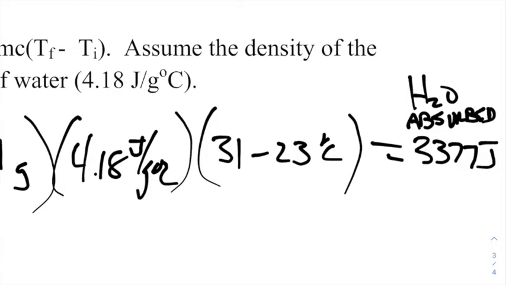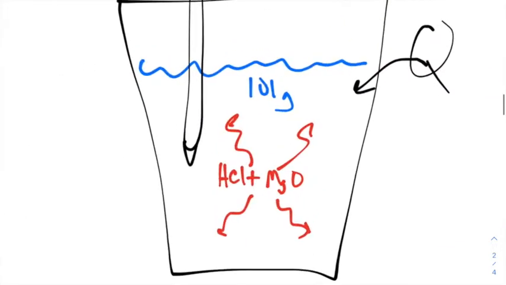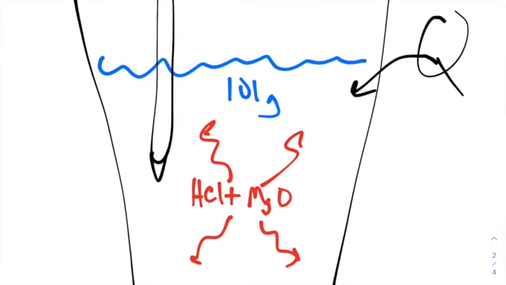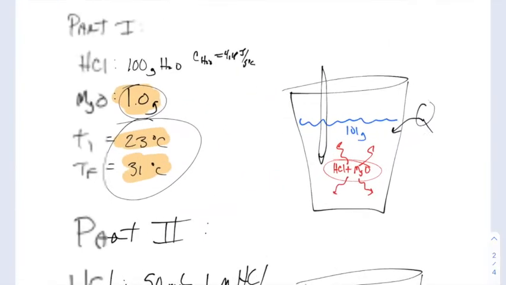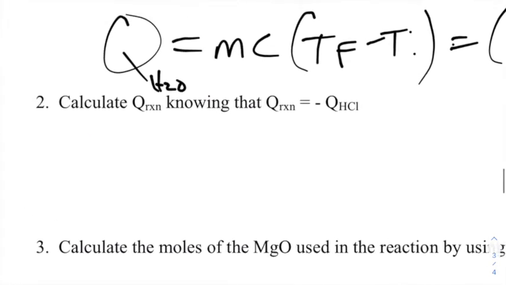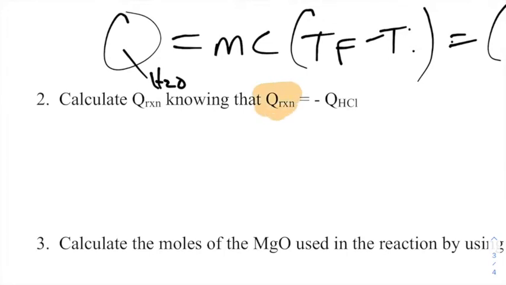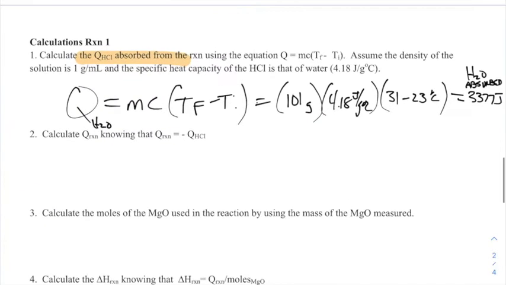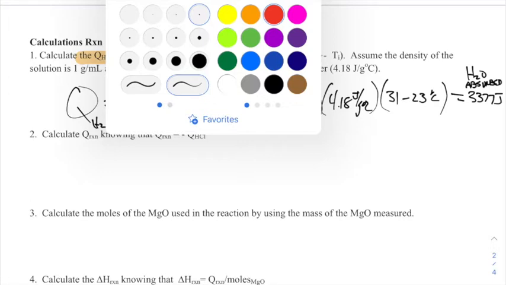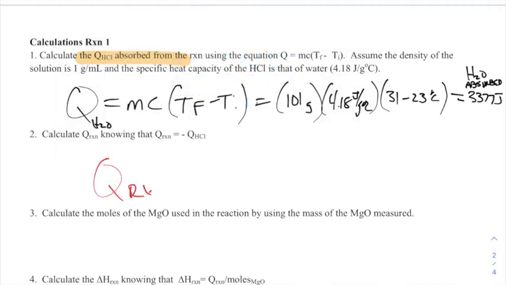Now, what does that mean? Well, if the water absorbed that much heat, that must mean that this reaction that we put together in there gave off that much heat. Because remember, Q lost equals negative Q gained. Or the Q of the reaction is going to be the opposite of the Q that the hydrochloric acid solution and everything absorbed. So that's pretty darn easy. Then the Q of the reaction is going to be equal to negative 3377 joules, right?